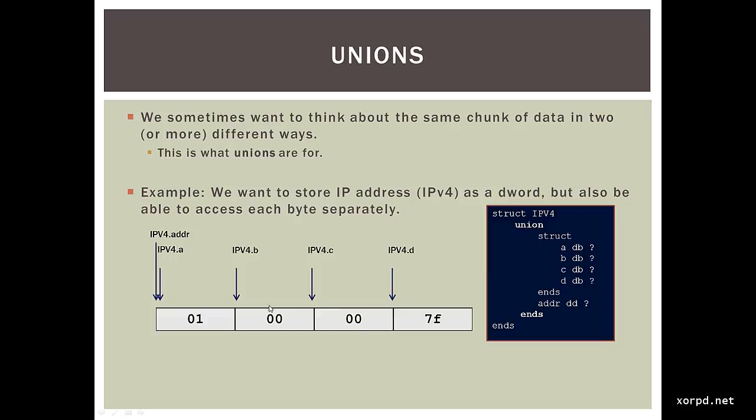As we can see in the picture, if we think about some allocation in memory, we have those 4 labels, IPv4.A, IPv4.B, and so on, and at the same time we have IPv4.address. We can see that IPv4.A and IPv4.address point exactly to the same place. Both of those numbers equal 0. Those 2 labels equal 0. As an idea to remember, unions basically create more labels with the same values.